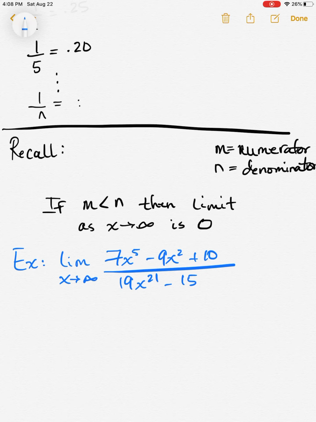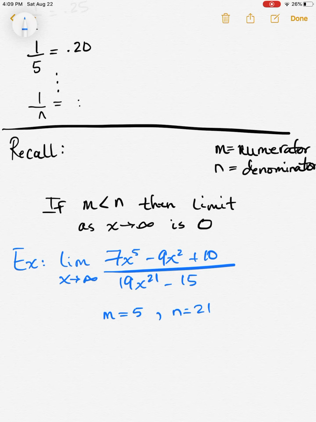All right, so this is going to make your life so much easier because of just recalling this information. Identify the numerator degree, and the degree is identified by the exponent with the highest power. So we have m equals 5. The denominator degree, n equals 21.